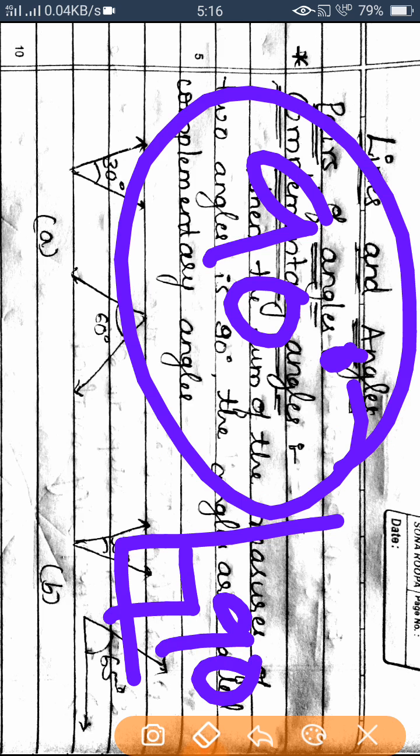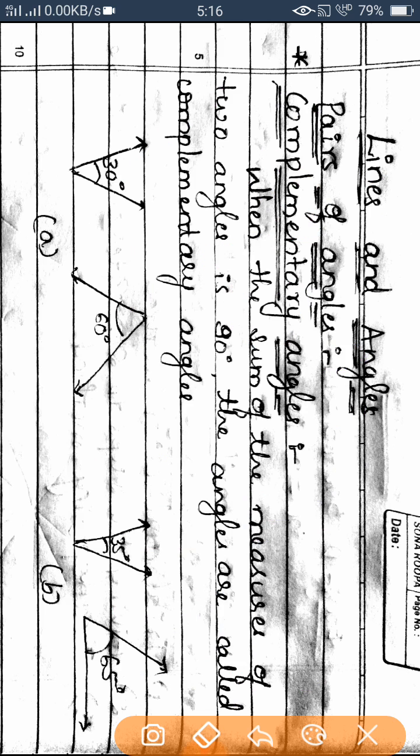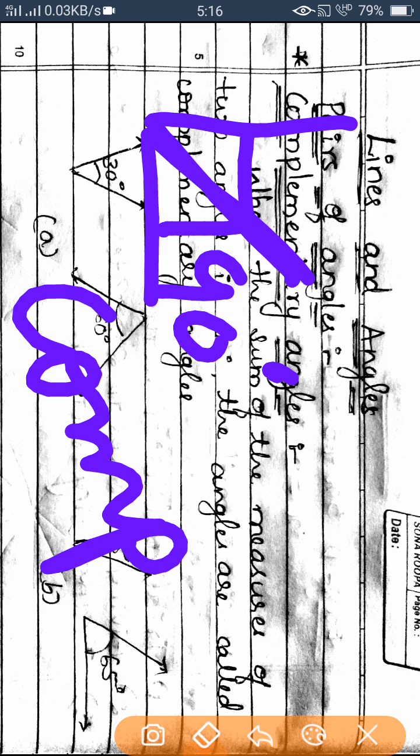Then what about 90 degrees? Is it not a right angle? If we directly draw 90 degrees, it is a right angle. If we join or adjoin two angles side by side and it creates 90 degrees, then these are called complementary angles. Not only side by side: if you add any two angles and get 90 degrees, both angles are called complementary angles.